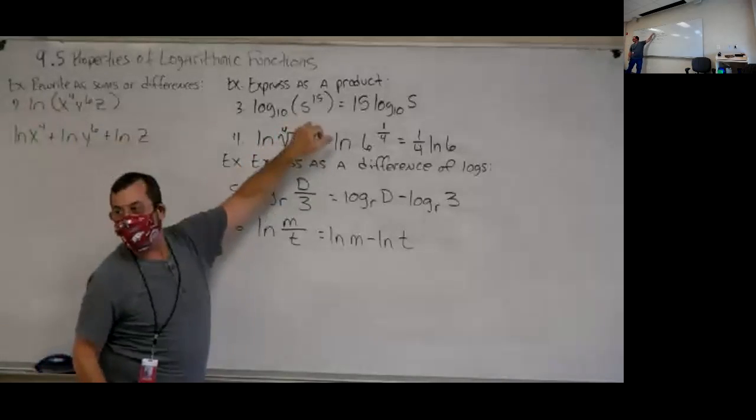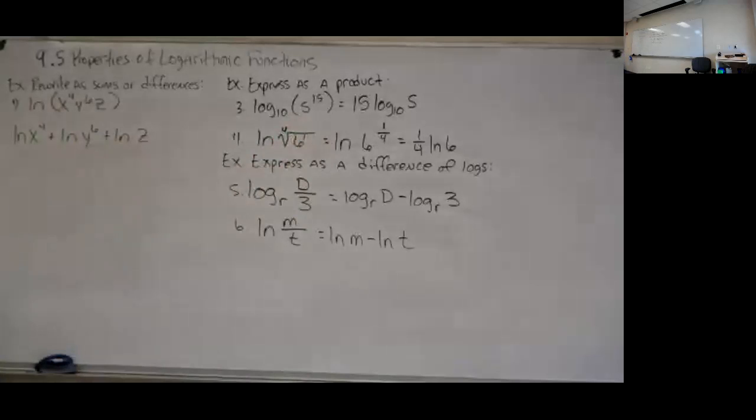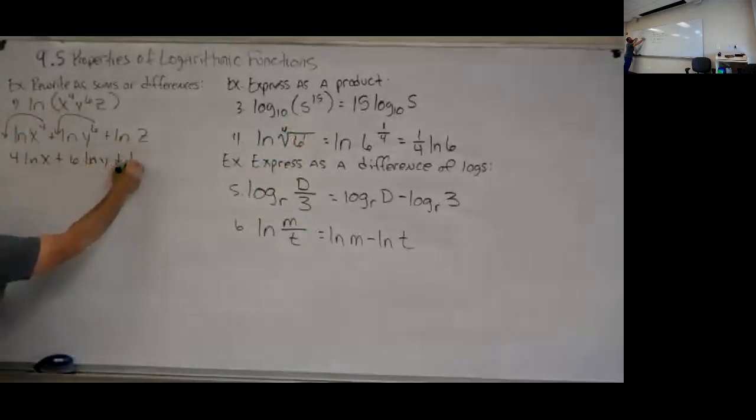Think of this product rule. I'll move all the exponents to the front. I'm going to bring all the exponents to the front. Good job. So this 4 is going to come to the front of this ln, and the 6 will come in front of that. So then I get 4 ln x plus 6 ln y plus my ln of z. So good job. Anytime you see them exponents up there, to be totally simplified, you're going to have to bring them down, okay?